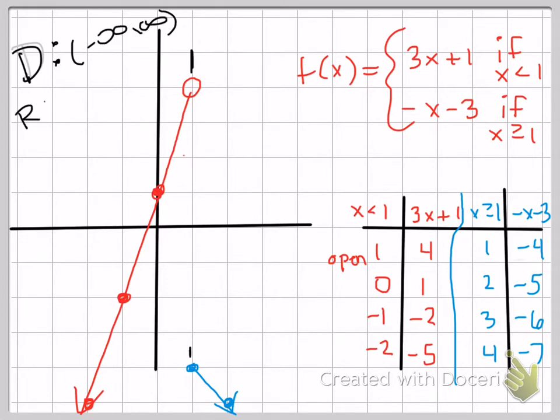Our range, we look at this graph as a whole, both the red and the blue piece, and I determine what the range is. So both of these pieces of graphs are going towards negative infinity, and the highest y value I have is 4. So my range is from negative infinity to 4, and 4 is not included.